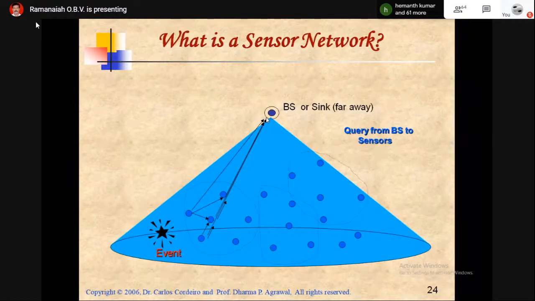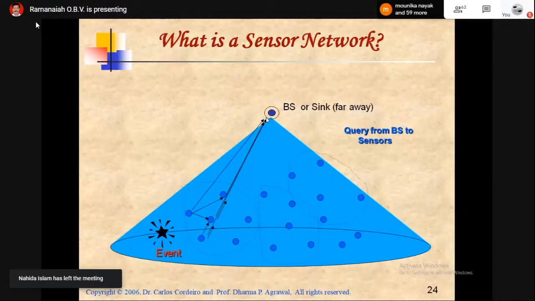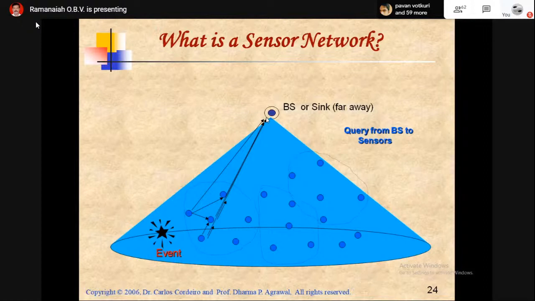In this process there are two phases. Phase one is query diffusion by the base station. The query is sent from the base station towards all the sensor nodes. All sensor nodes will receive it. It is like a flooding based broadcast. Then next is event detection. Now the response is sent back from the data sources to the base station. This is the other way, information communication. That is what I have explained in this slide.